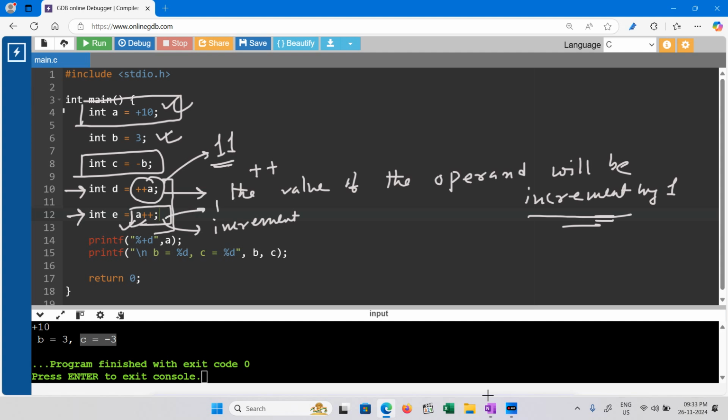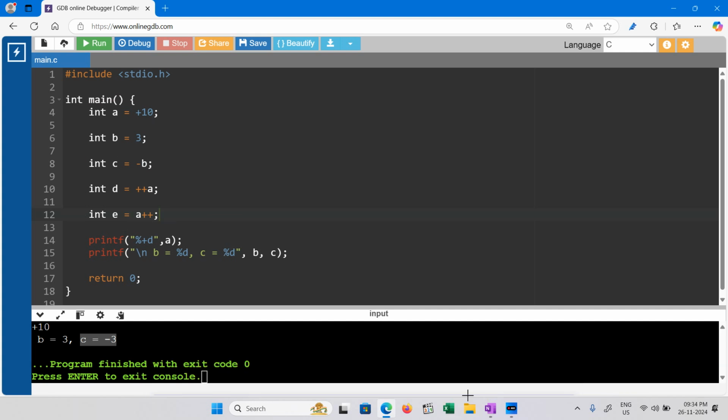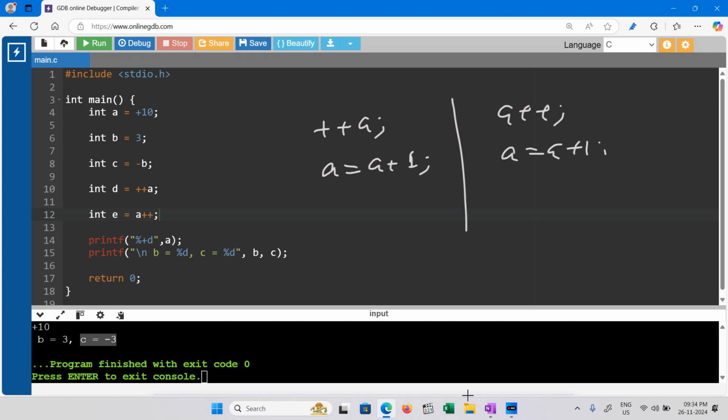So any version you use, a plus plus or plus plus a, in both cases a will be updated by 1. So that's why it is called increment operator. You can think of the expression a plus plus as similar to the expression a equal to a plus 1. Similarly, plus plus a is also similar to the expression a equal to a plus 1. In either case, the value of the operand will be incremented by 1.